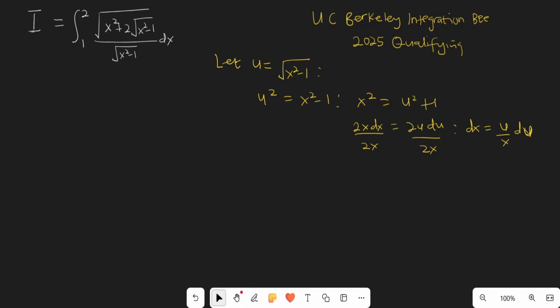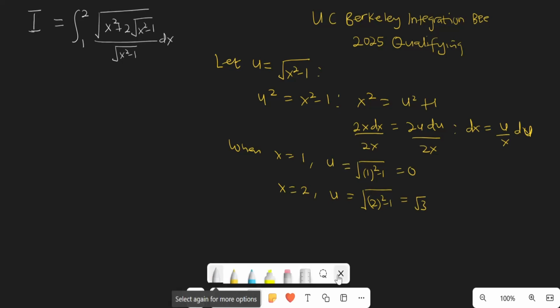Now we can find a change in limits, right? When x is 1, u is equal to the square root of 1 squared minus 1, and that is equal to 0. When x is 2, that is the upper limit, u is equal to the square root of 2 squared minus 1, and that is equal to the square root of 3. So those are the change in limits. And now we can take our integral from the x world into the u world.